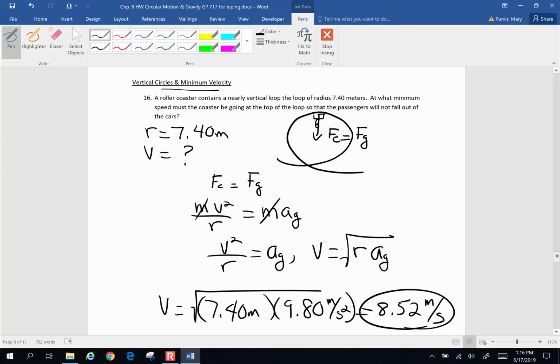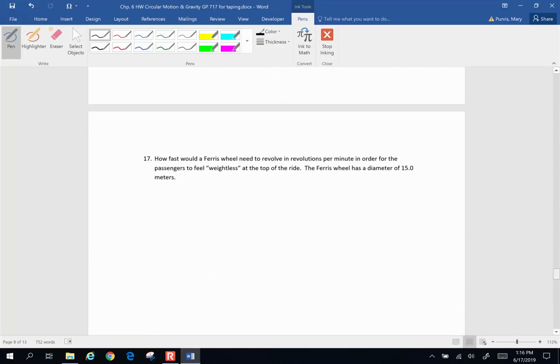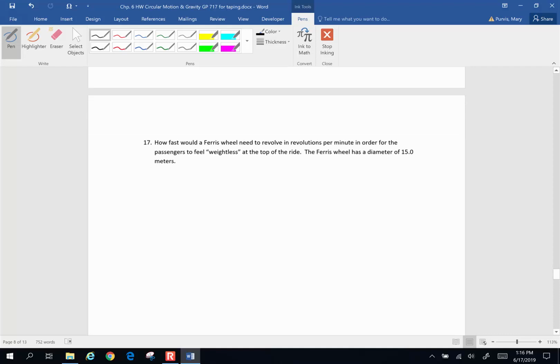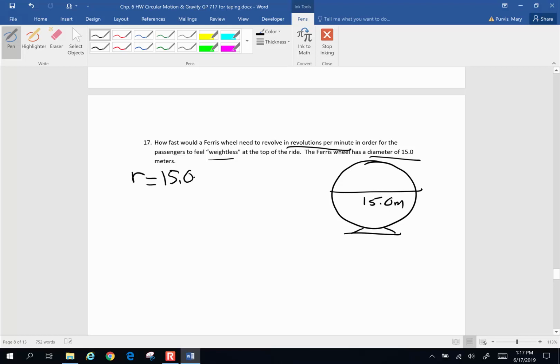All right. Next problem. How fast would a Ferris wheel need to revolve in revolutions per minute in order for the passengers to feel weightless at the top of the ride if it has a diameter of 15 meters? So we have a Ferris wheel. We have a diameter of 15 meters. So if it's 15 meters diameter, that means its radius is going to be half of that. So 15 divided by 2 is going to be 7.5 meters, the radius.